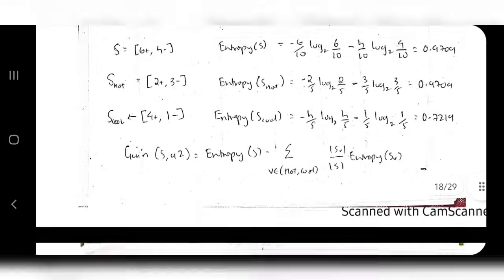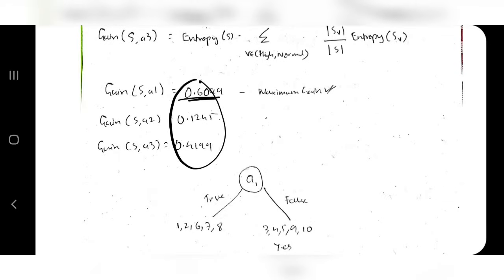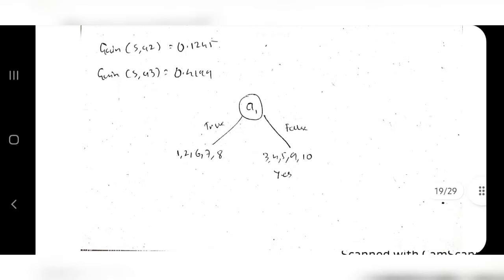Do the same thing for A2 also and A3 also. Then you will be getting three answers. Choose the maximum answer, that will be your winner. After I have got that, in this case I got A1 as the winner, so I'll be writing A1 here. After I have written A1, I'll be seeing true and false.